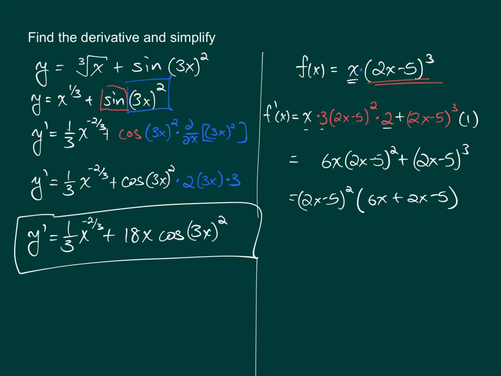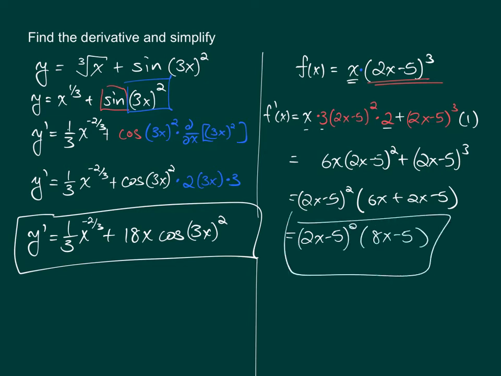Oh shoot, since we common factored out this 2x minus 5 squared, I've got now this set of parentheses here with a 2x plus a 6x, and it's best to simplify that as well. 8x minus 5. So here is your simplified answer for that function.